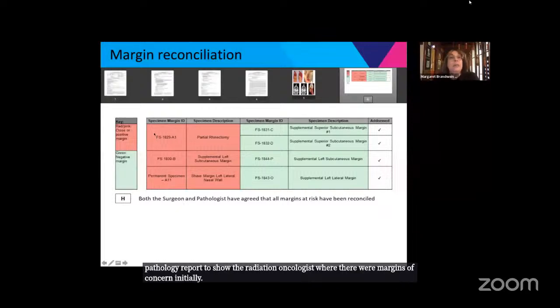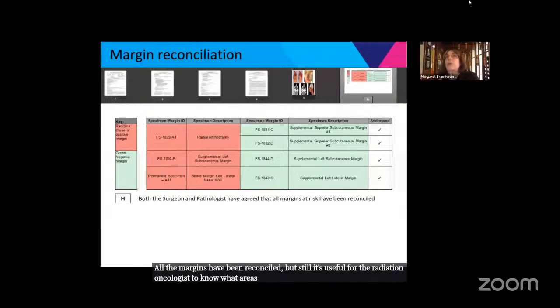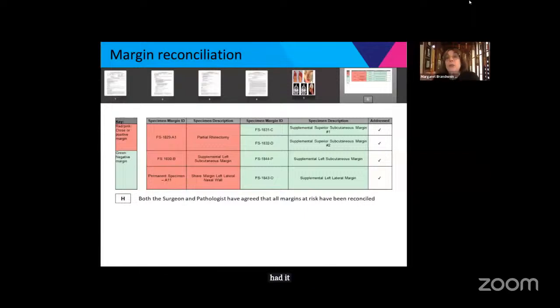And again, here is the margin reconciliation table. In this case, all the margins have been reconciled, but still it's useful for the radiation oncologist to know what areas had been difficult to clear. Those areas may get a boost. Okay, and with that, I thank you very much.